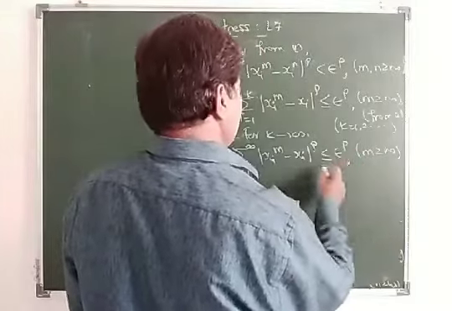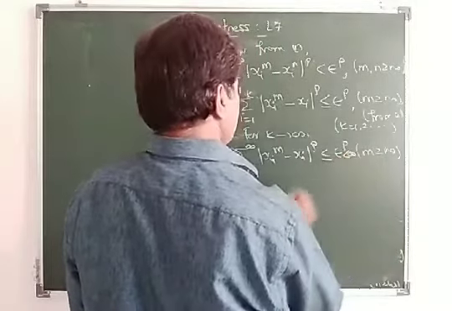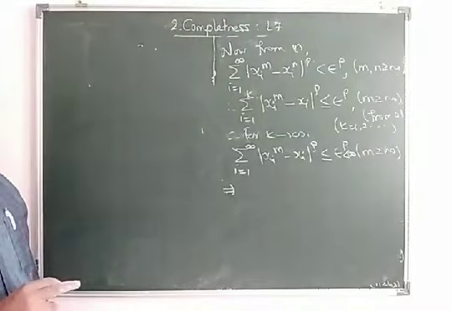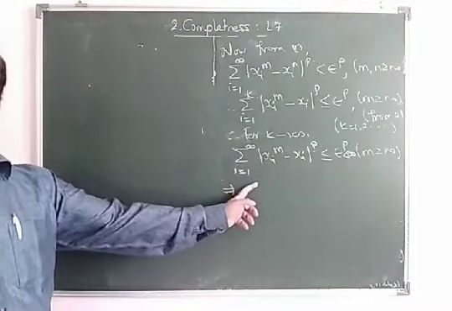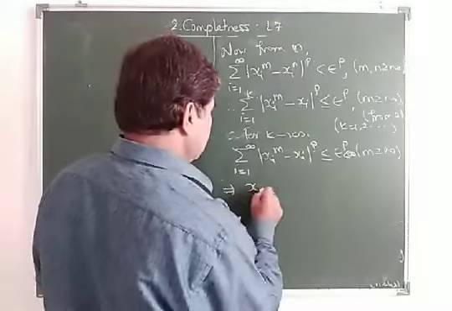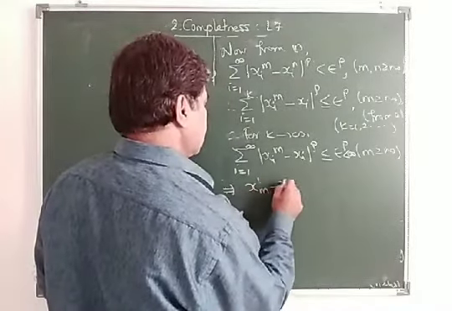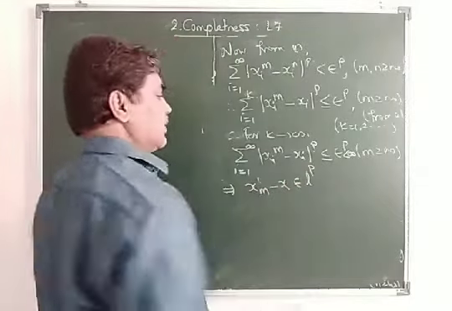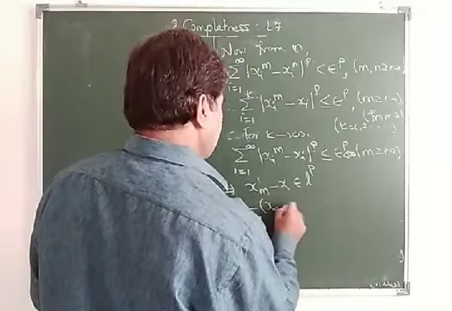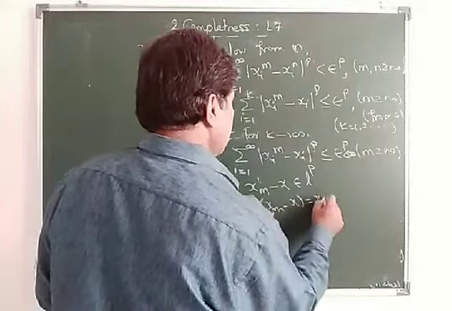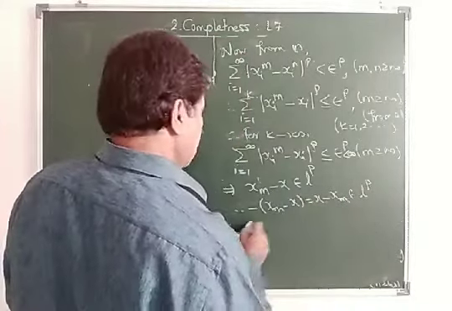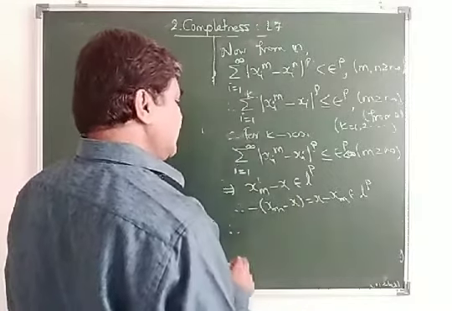And this is less than infinity. This is less than infinity. What does this imply? This implies xm minus x must belong to LP. Therefore, minus of (xm minus x), which is equal to x minus xm, belongs to LP. And therefore, the addition of two sequences in LP is again in LP.